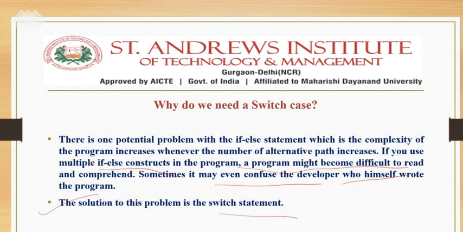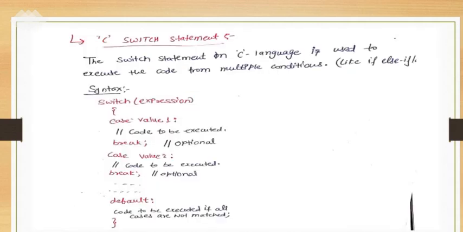To resolve the if else problem, where nesting is used many times and makes the program complicated and very difficult for the programmer to understand, so the chances of error may increase. To give a solution to this problem, we have the switch statement. So what about the switch statement? In C language, the switch statement is basically used to execute code from multiple conditions, like the else if ladder, right?